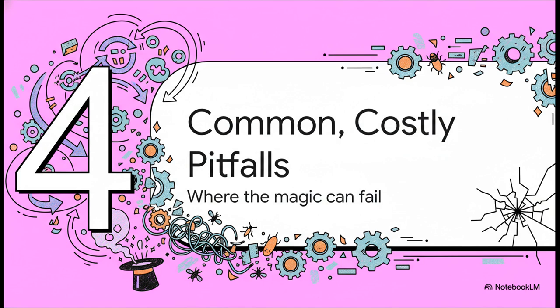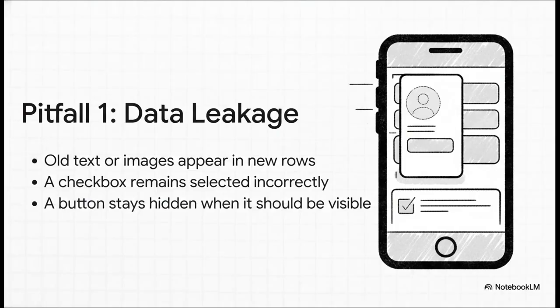Now, this system is absolutely brilliant, but, and this is a big but, it is not foolproof. If you don't play by the rules, you can end up with some really bizarre bugs that are a nightmare to track down. So let's look at the most common ways this magic can go terribly wrong. The first, and by far the most common pitfall, is what I like to call the data ghost. It's when a recycled cell isn't properly cleaned before it's reused. You're scrolling down, and suddenly you see a user's profile picture, but it's next to the wrong name.